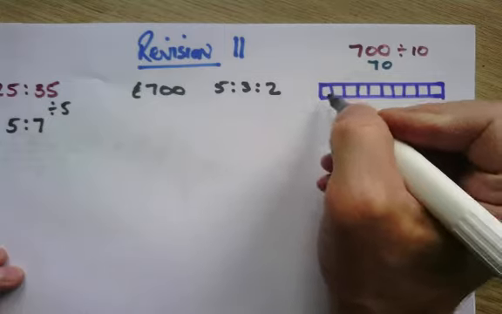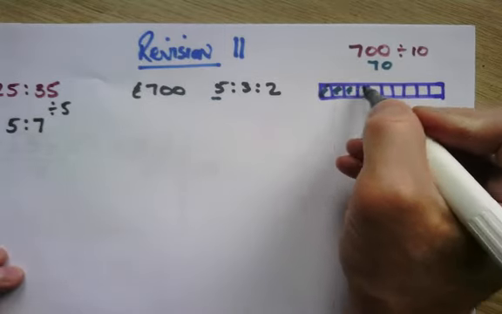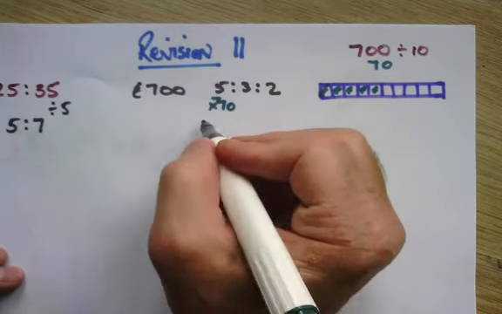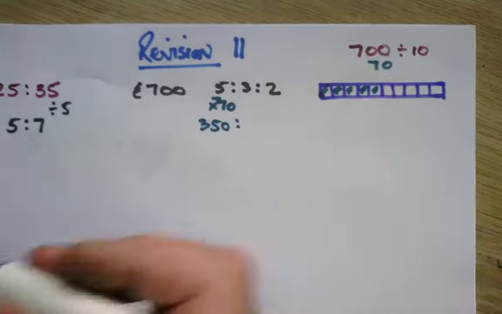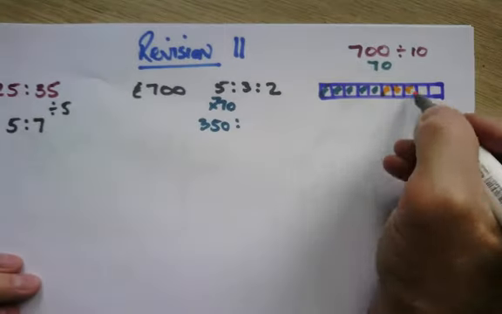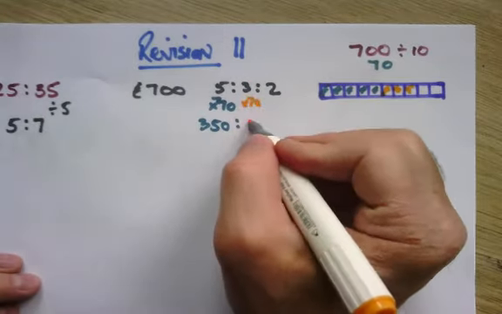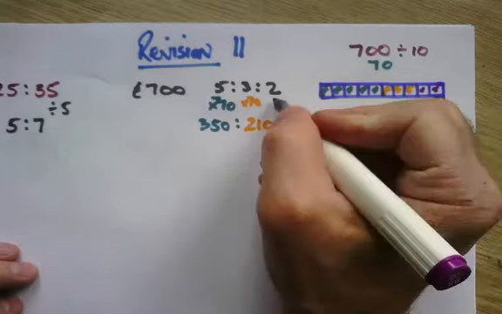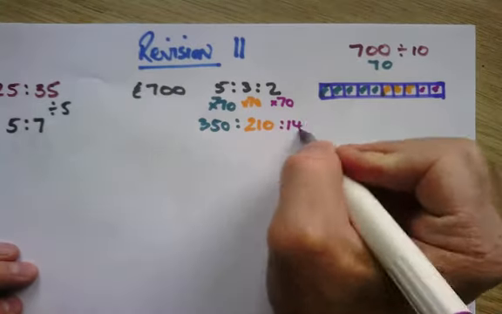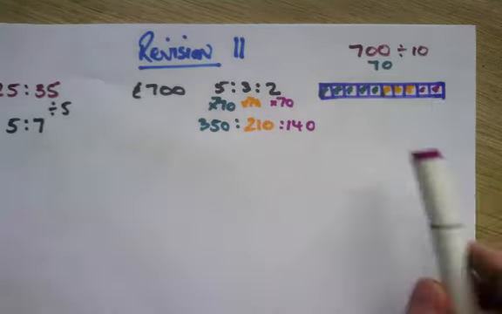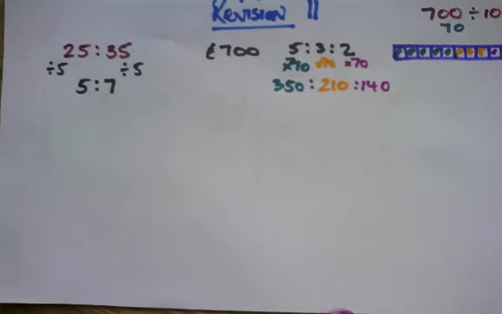So each of these are worth 70, and 5 of them, 1, 2, 3, 4, 5, are there. So that's 5 lots of 70, 350. 3 of them are for this fella here. So again, times that by 70, 3 sevens are 21, 210. And then finally, I've got 2 parts here, so times that by 70 is 140. And that's how I split it into that ratio. I really like this bar idea, and I'm going to try and see if I can use that for more of these questions.